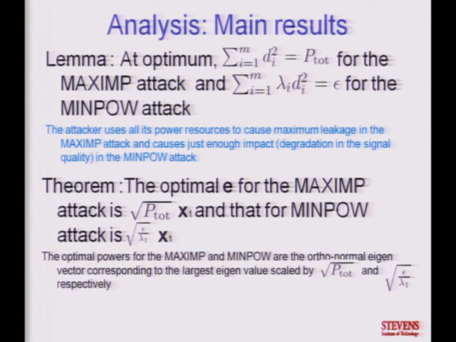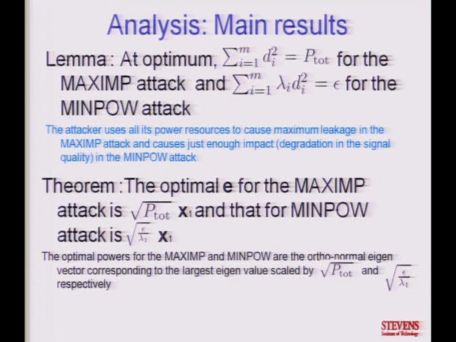And the exact signal strength which we apply on each channel is given by this, where x1 is the eigenvector corresponding to lambda 1, the biggest eigenvalue. And the actual value of the impact depends on lambda 1.